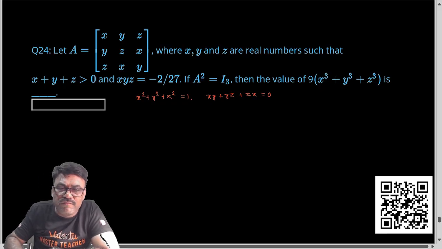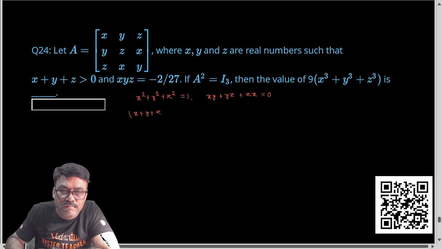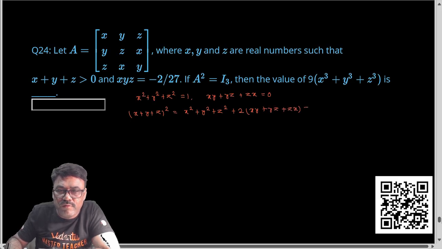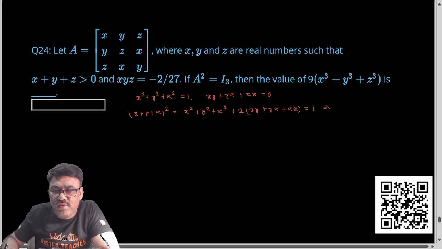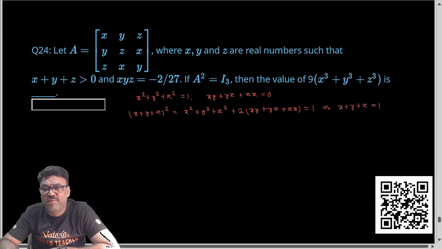Now let's find x plus y plus z. So you know that x plus y plus z whole square can be written as x square plus y square plus z square plus 2 times xy plus yz plus zx. So basically it is 1. So this gives you x plus y plus z is 1. Why are you not taking minus 1? Because it is given that x plus y plus z is positive.